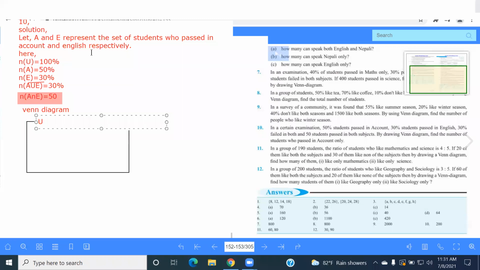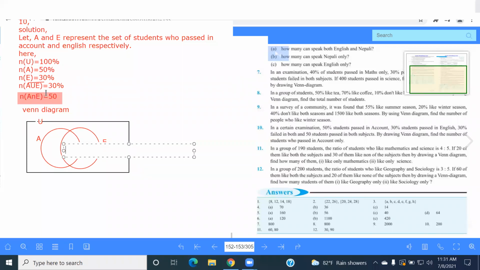Our universal set, two sets are there. That's why we make two circles now. One circle represents account, the other circle represents English. The intersection is not given in percent. It is given, but it is given in number. That's why let it be X. In percent, the number of account is 50, but here we have to write only account, that's why 50 minus X percent. Similarly, in English, 30 minus X percent. And the complement is also given 30%, failed in both subjects.